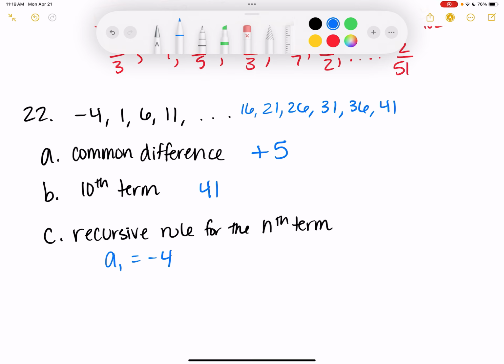So then, according to the way they wrote it out in the notes, because that's what finding the recursive rule would be, a sub n is equal to a sub n minus 1 plus 5. So it's whatever the previous term is, plus 5. If I'm looking for a sub 2, then we would have a sub 1 plus 5, and that gives me my second term, which would be 1. We need to specify here for n greater than or equal to 2, because you can't use this if you don't know at least the first term.